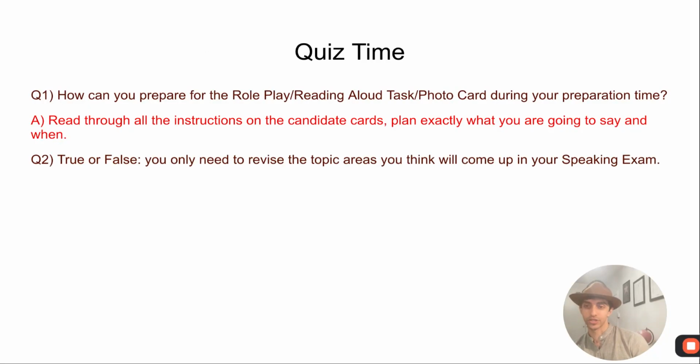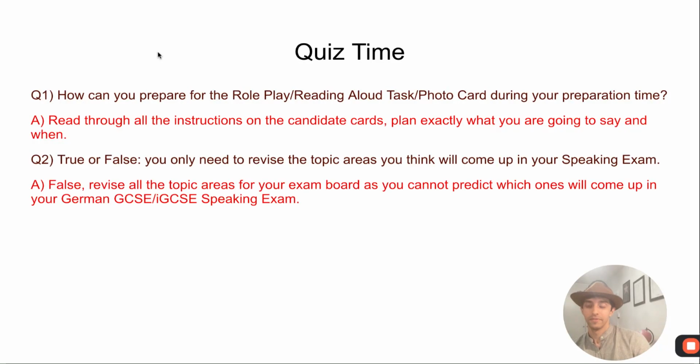Question 2 is true or false. You only need to revise the topic areas that you think are going to come up in your speaking exam. I said this right towards the end, so hopefully it shouldn't be too difficult to remember, but I'm going to give you a few seconds nonetheless. Okay, now let me show you the answer to this. This one is false, of course. You should revise all of the topic areas for your exam board, as you can't predict exactly which ones will come up in your particular German GCSE or iGCSE speaking test.